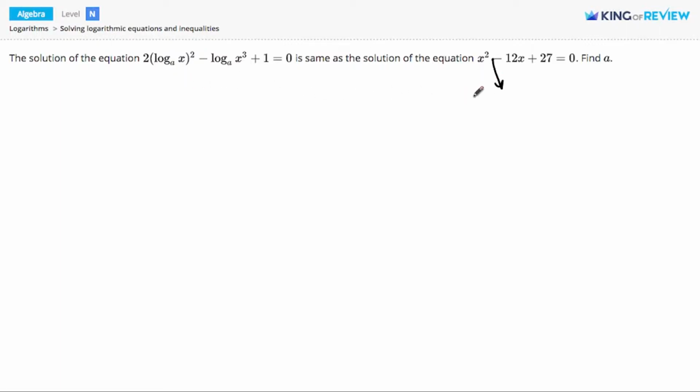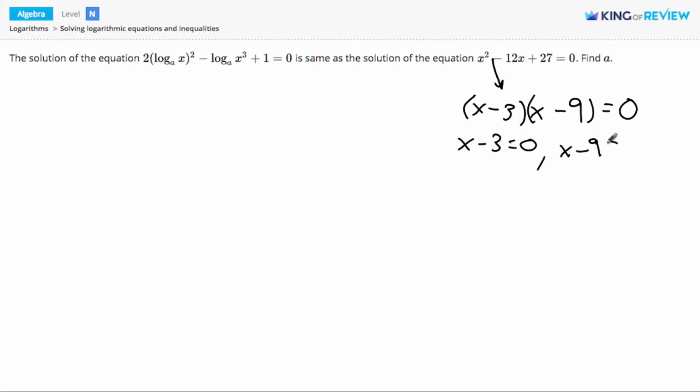It's a quadratic equation, the highest exponent is 2, so a nice easy way to solve it would be by factoring. I know x times x is x squared, I need two numbers that multiply to 27 and add up to negative 12. Well, negative 3 times negative 9 is 27, and those two add up to negative 12. So I know that either x minus 3 is equal to 0, or x minus 9 is equal to 0, and I get that my two possible solutions are x equals 3 or x equals 9. So I know that's what I'm looking for.